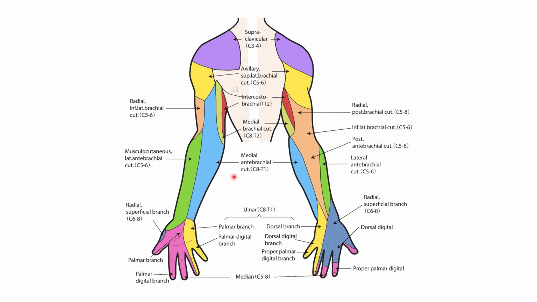So here, this is medial antebrachial cutaneous, medial brachial cutaneous C8, T2, intercostobrachial T2, radial posterior brachial cutaneous, inferior lateral brachial cutaneous, posterior and anterior brachial cutaneous, lateral antebrachial right here in green, radial superficial branch C6, C8, dorsal distal right here. This is the dorsal. This is a proper palmar distal. Okay.